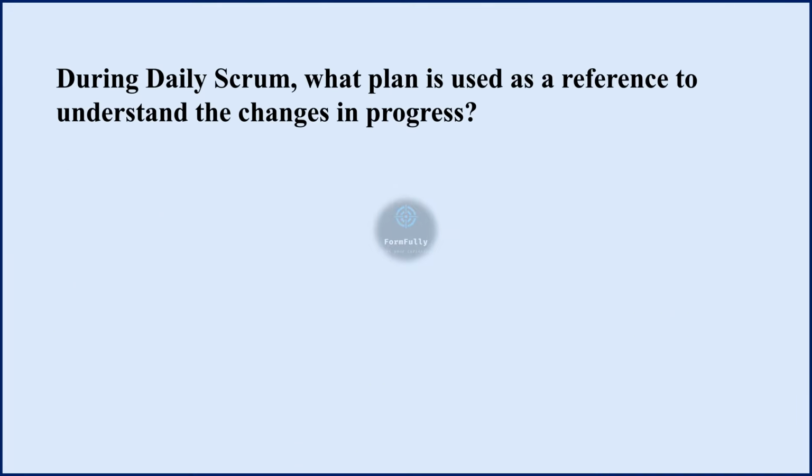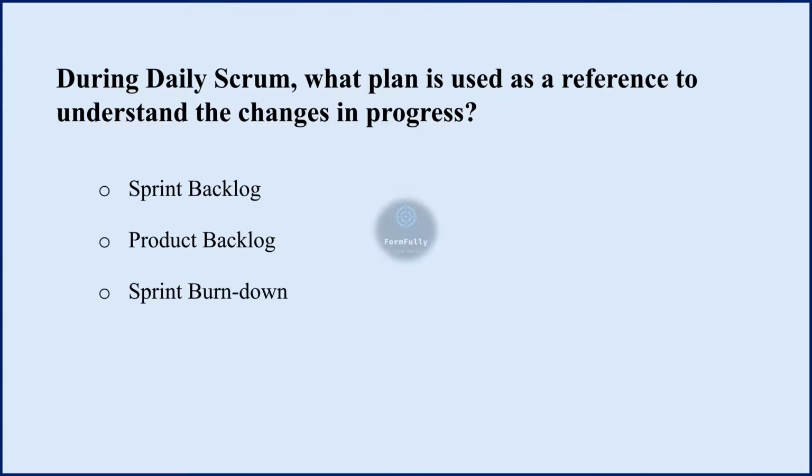Next question. During daily Scrum, what plan is used as a reference to understand the changes in progress? Options are sprint backlog, product backlog, sprint burn down, and the correct option is sprint backlog. The sprint backlog is the set of product backlog items selected for the sprint along with the plan for delivering them. It represents the work the development team plans to complete during the sprint.